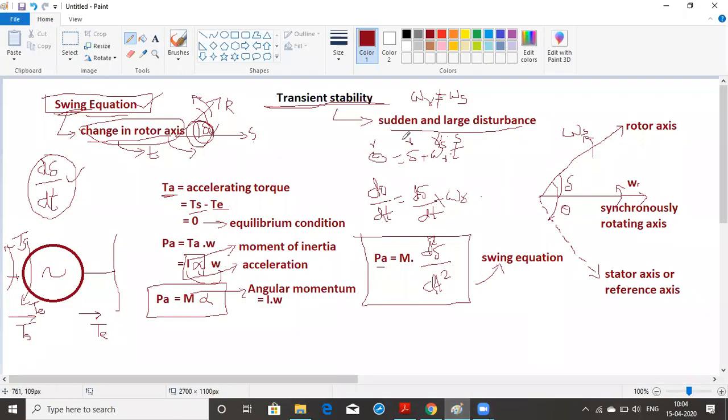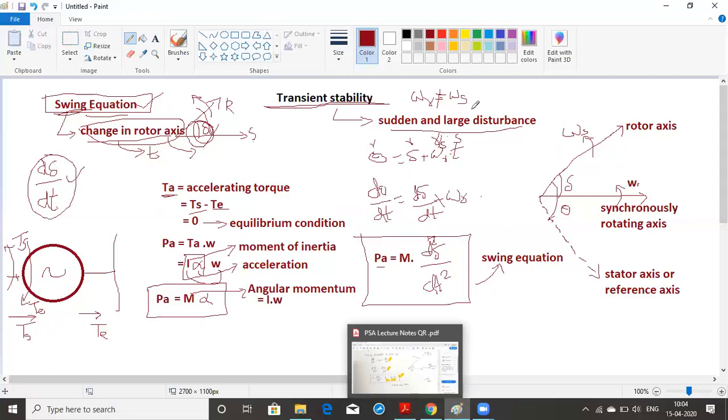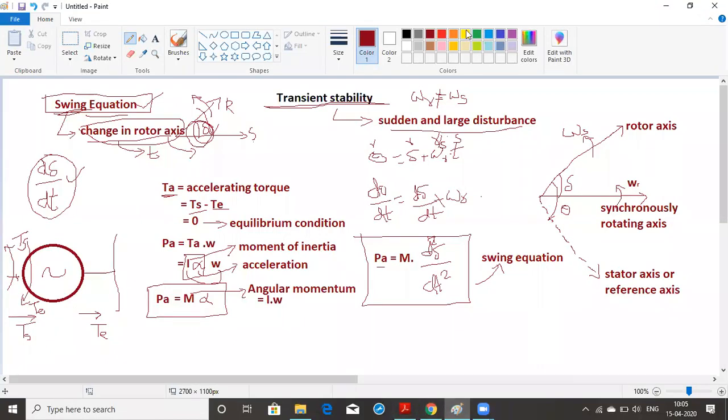Now, whatever doubts you have, you can ask. You have completed the derivation of this swing equation. The chat box is open, you can ask now, because this is a very important question and asked so many times. I have already told that the swing equation is the only equation which is with respect to delta with respect to time.